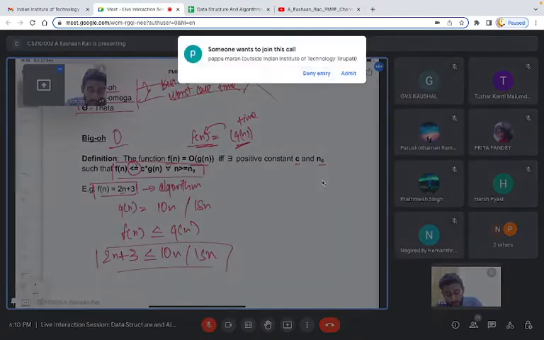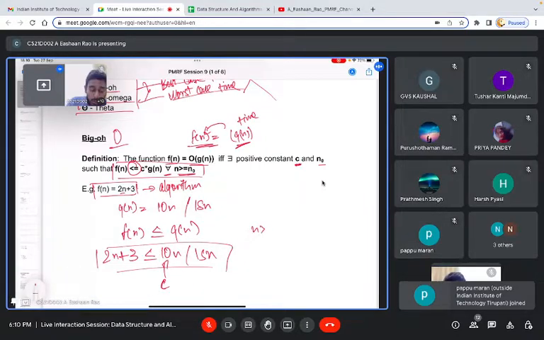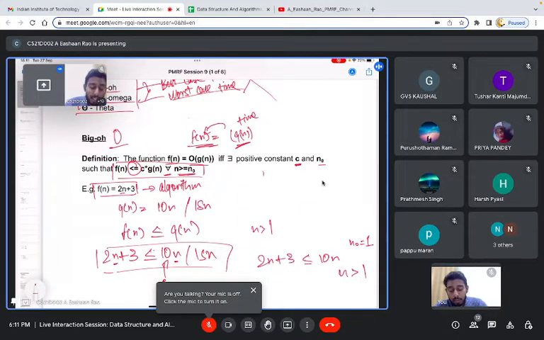So we have a positive constant c, and this condition should be satisfied for all n greater than or equal to n0. That means if the value of n is greater than 1, then whenever you put a value of n here, this condition will be satisfied, that is, 2n + 3 will be less than or equal to 10n always whenever n is greater than 1. So here n0 will be 1. Okay, that is a brief idea. What it tells us is the upper bound of a time function.